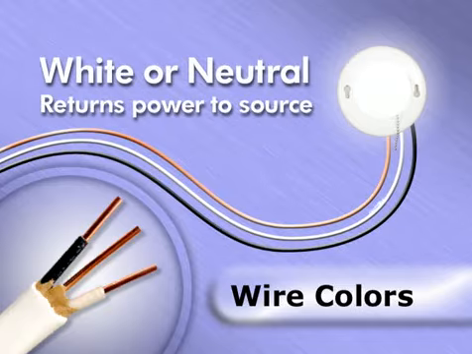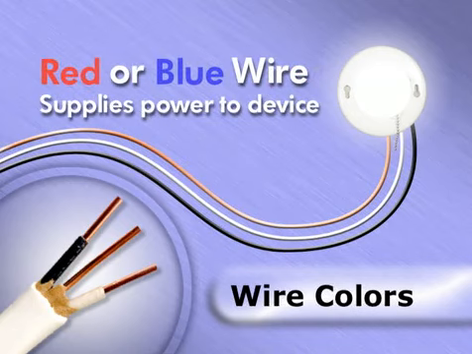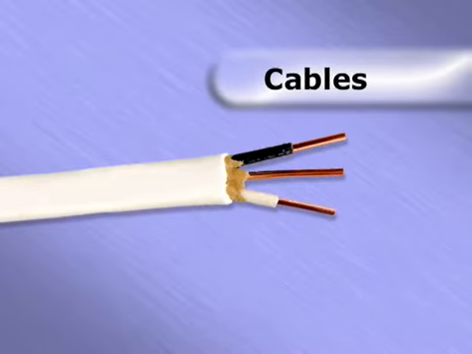A white coated wire, or neutral wire, returns the current back to its source, and a green or bare copper wire is used as a ground. Other colors such as red and blue may be used as additional hot wires. Bundled wires are known as cables.